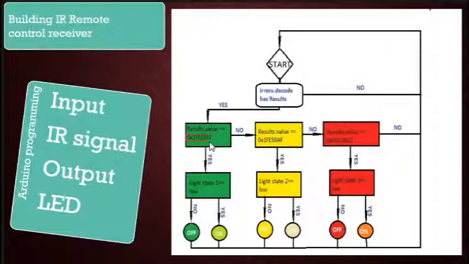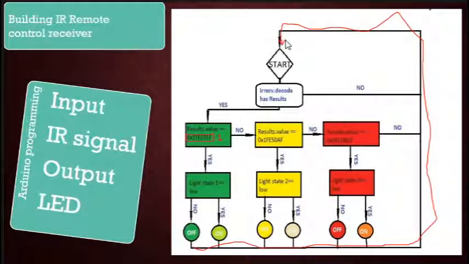This is the hexadecimal value of button 1 of my remote control. If the result is equal to this hexadecimal value, then we see whether the light state of button 1 is equal to low or not. If it is low, then we turn on the LED and return back to the start again, and if it is not low, this means that the LED is already on, so we turn off the LED and return back to the start of the program again.